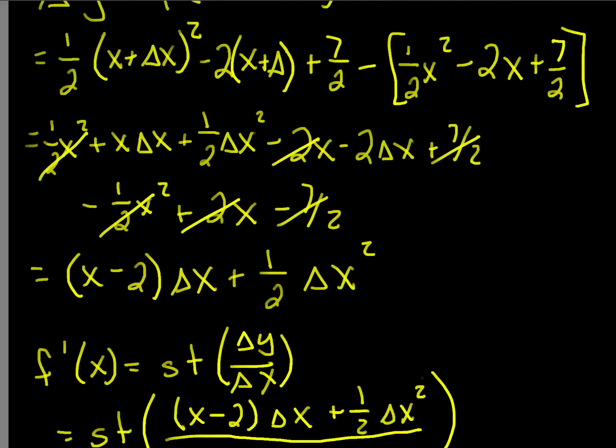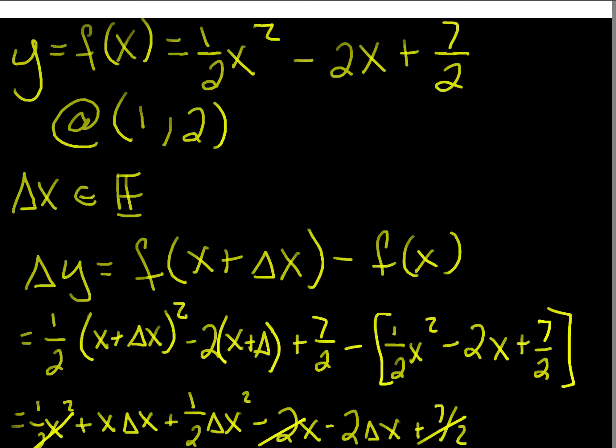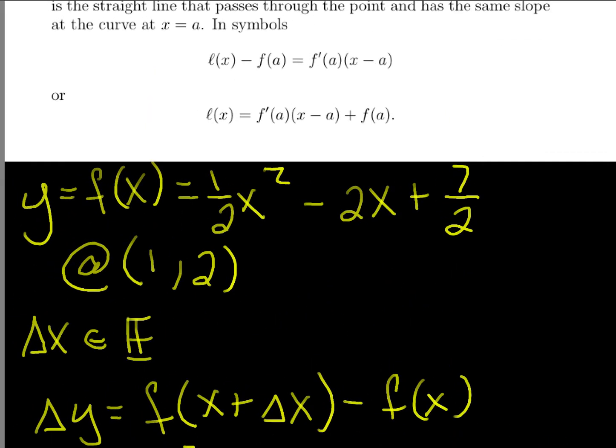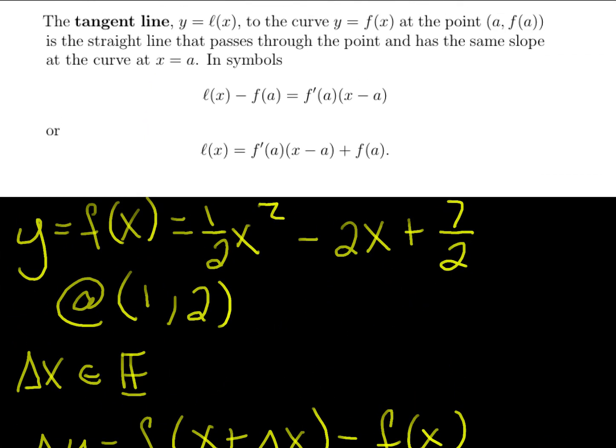Let's remember what we're doing here. We want to know the tangent line to our equation 1/2 x squared minus 2x plus 7/2 at the point 1, 2.